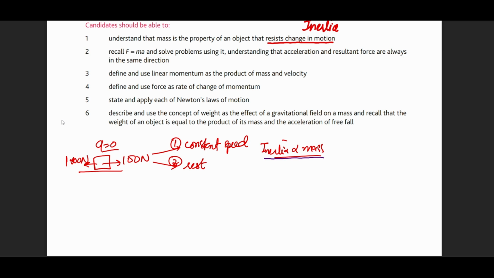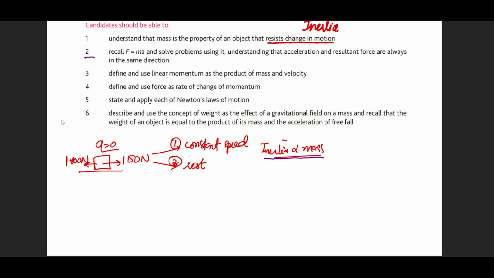So, for example, if there is a truck, we want to move a truck from its position, it is very difficult to do. And if it is already moving, then to stop the truck is also difficult. As opposed to a tennis ball or a ballpoint pen, if you want to move it, you can do that very easily because it cannot resist that change as much as a more massive object can. So this is basically, you can say, the summary of the first law: inertia.